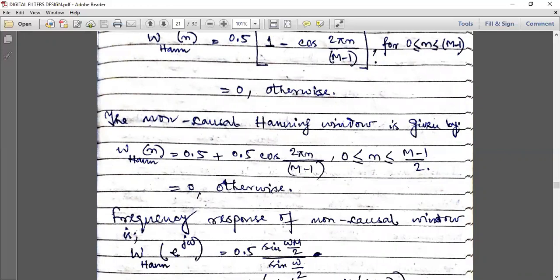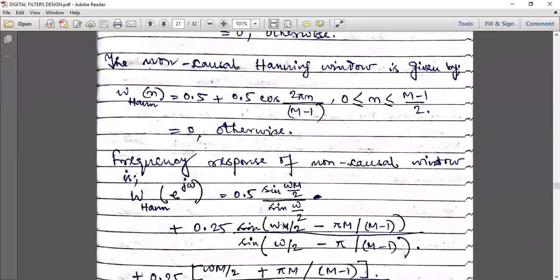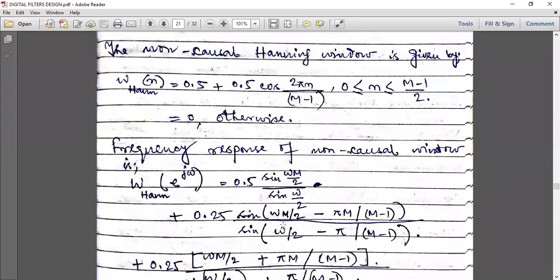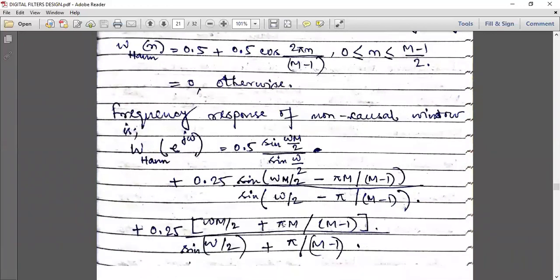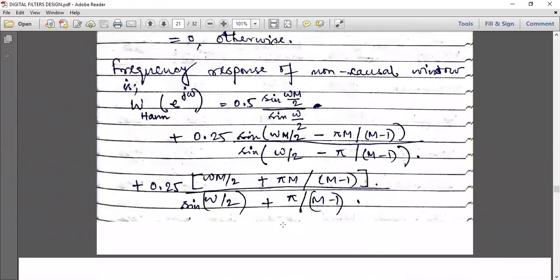So what will be the frequency response of the non-causal window? W(e^jω) equal to 0.5 sin(ωM/2) by sin(ω/2) plus 0.25 sin(ωM/2 minus πM/(M minus 1)) by sin(ω/2 minus π/(M minus 1)) plus 0.25 sin(ωM/2 plus πM/(M minus 1)) divided by sin(ω/2 plus π/(M minus 1)).